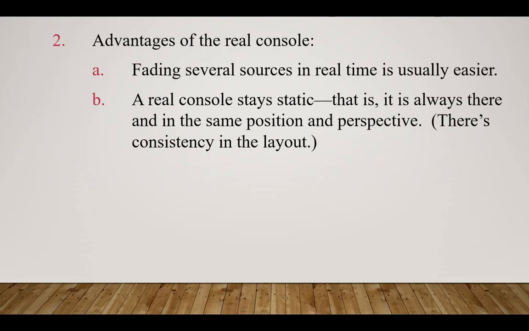Now, some advantages of using what the book calls a real console, or a typical analog console. The fading of several sources in real time is usually easier because, if you're someone that thinks visually in time and space, you can look and say, you've got the 3 microphones on your first 3 sliders, and you've got different elements throughout the board, and you can just physically go and do what you need to do at that particular time.